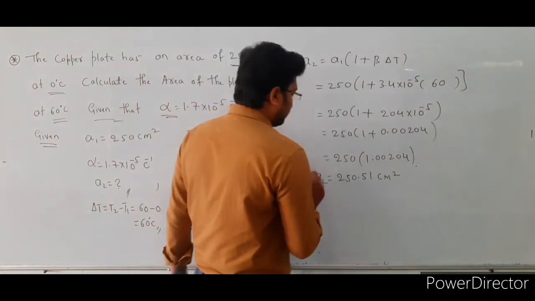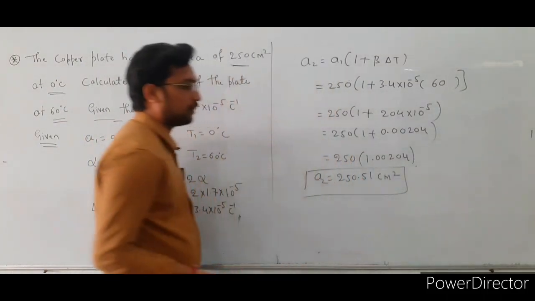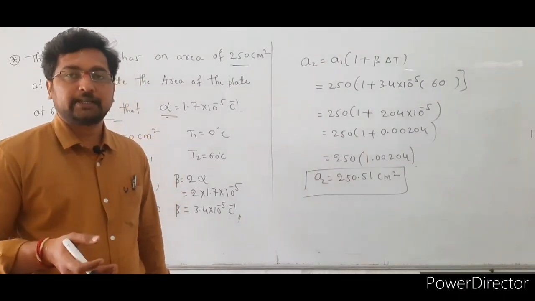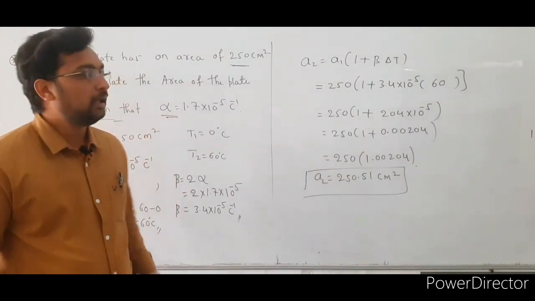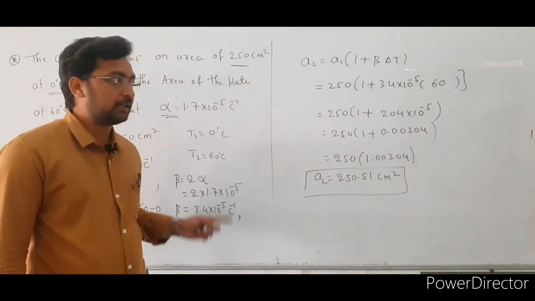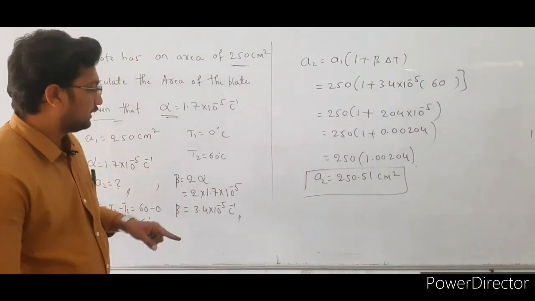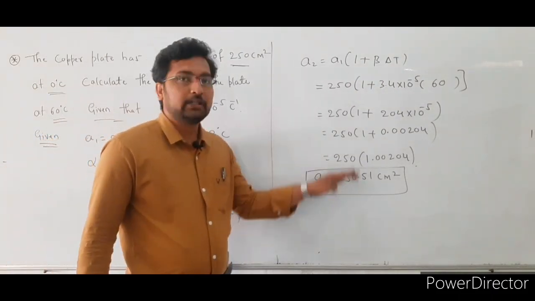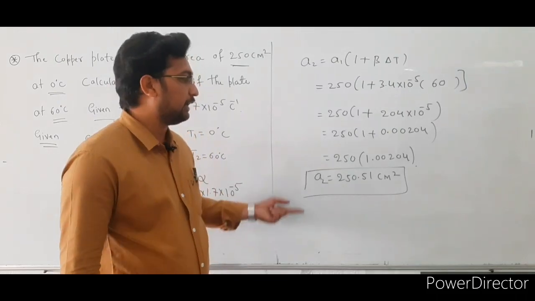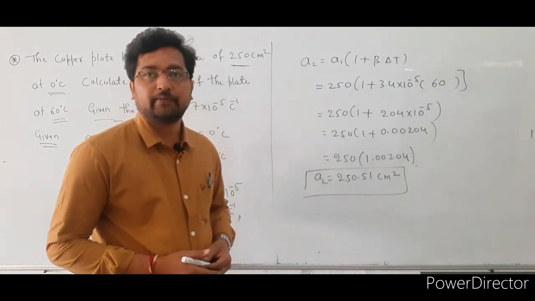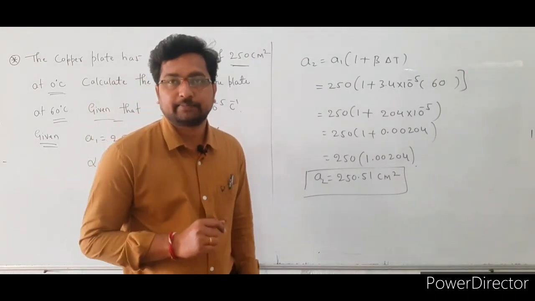So here the difference between the previous problem and this problem: in the previous problem they gave the beta value, so in that case we directly use that value, but in this case they have given the alpha value. So first we have to convert that alpha value into the beta value with the help of the relation beta is equal to 2 alpha. Afterwards substitute all the values and simplify it. Finally we get the result, that is A2 is equal to 250.51 centimeters square.